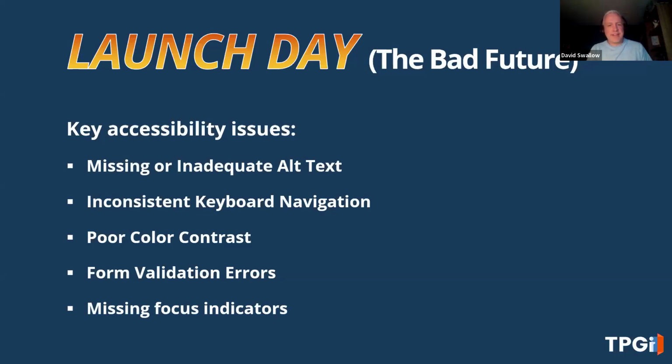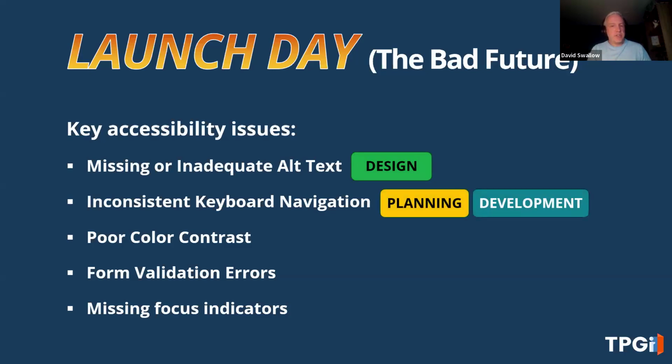Now, these issues didn't magically appear at launch. They started somewhere earlier in the software development lifecycle. So missing alt text, that might have started in design, where image assets weren't annotated for accessibility. Inconsistent keyboard navigation, that could have started in planning, when accessibility guidelines weren't prioritized in technical specifications, and continued in development where no one accounted for focus management.